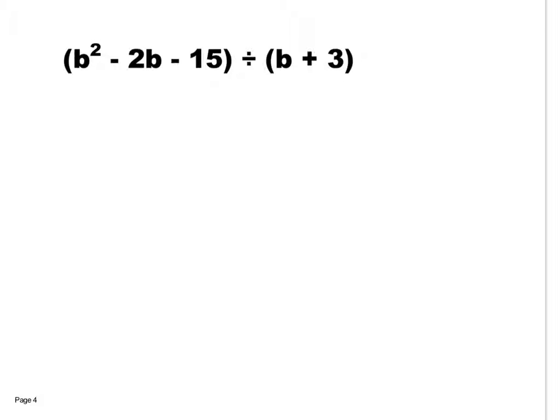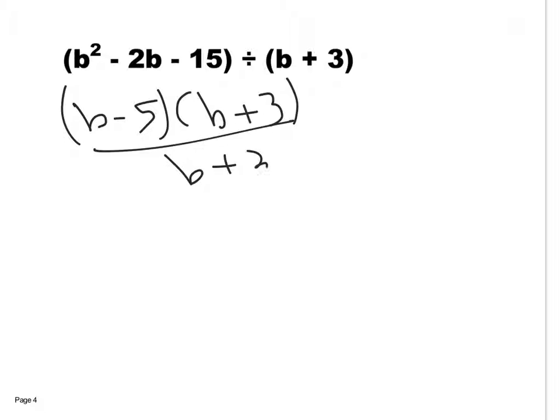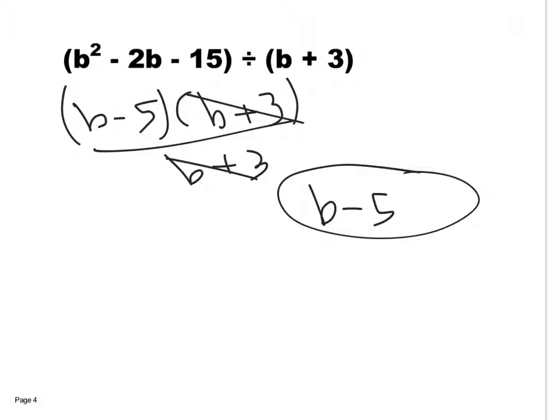So here, I'm going to split this up. What adds to give me negative 2 and multiplies to give me negative 15? 3 and 5. Which one's got to be negative? 5. The bigger number's got to be negative. I'm going to divide that by b plus 3. They cancel out. I'm left with b minus 5, and there's my answer.